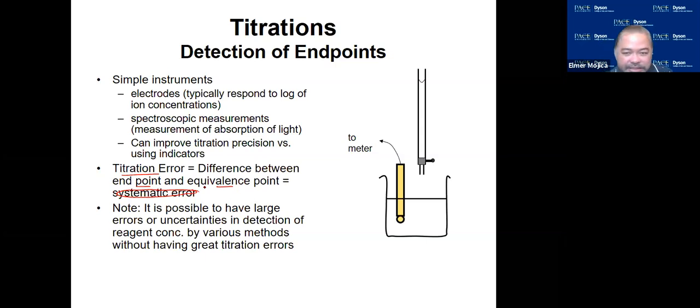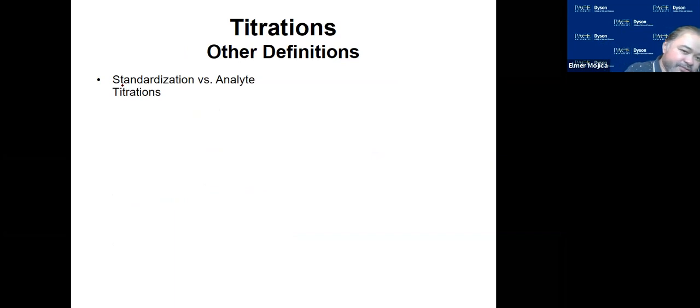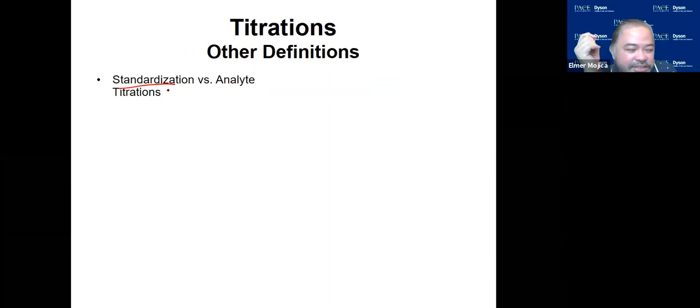Okay, so this is titration. Now, what else do we need to know about titration? There's a definition also that is known as standardization. Standardization is also titration, but what makes it different from the typical titration?